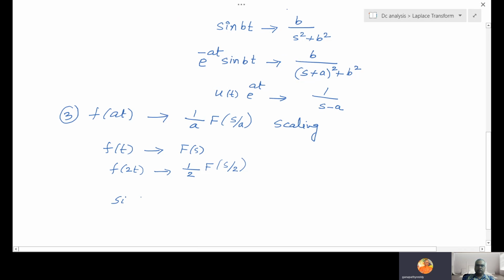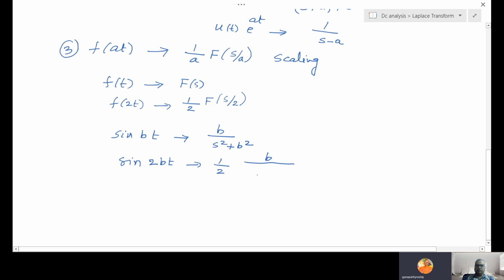For example, sin bt transform is b by s square plus b square. What is sin 2bt transform? It is 1 by 2, b by (s by 2) square plus b square. So like that, here t is multiplied with 2 now. Like that you can find. This is the scaling property.